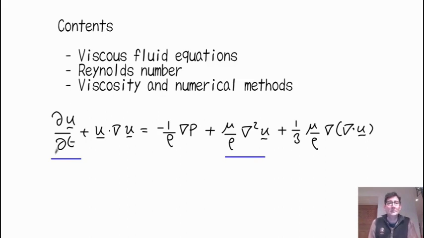So you have a d by dt, a time derivative on the left hand side and a second derivative of a quantity on the right hand side. And this is a diffusion of momentum, essentially a diffusion of the velocity, and has this mu as the viscosity coefficient. So this is the viscosity.